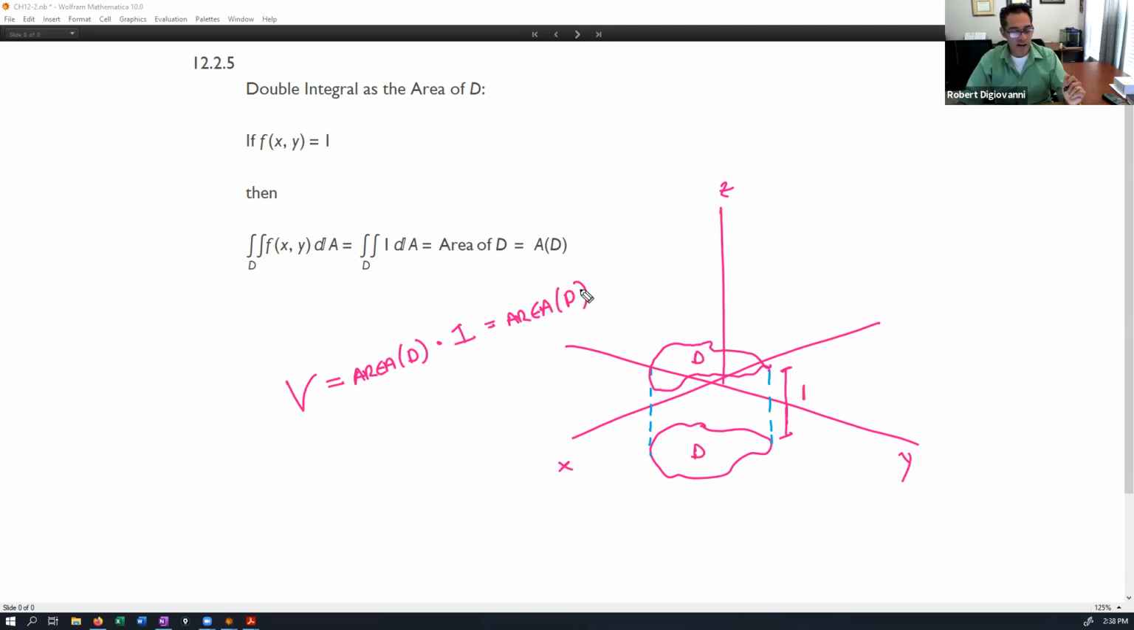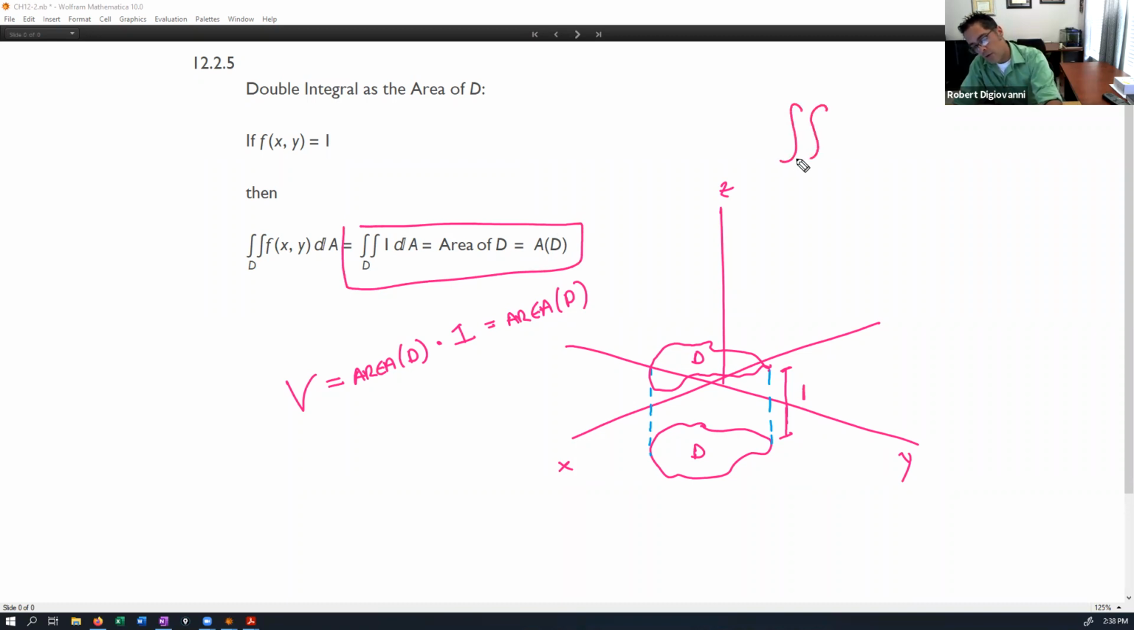Which means that, and this is the key right here, if you do a double integral over D of 1 dA, then what you get is the area of D.